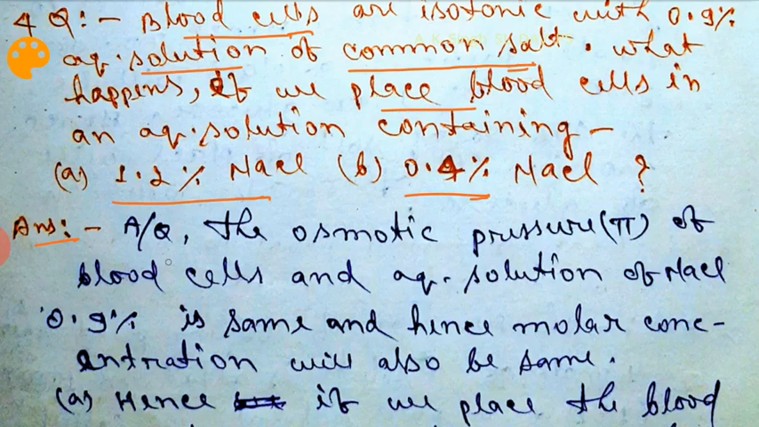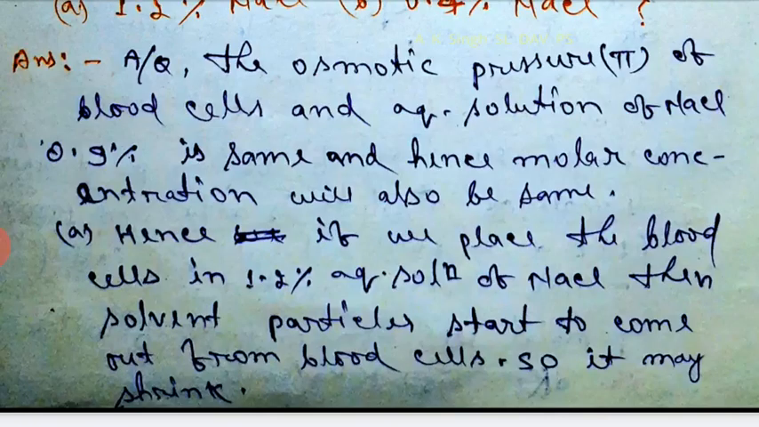According to the question, the osmotic pressure of blood cells and an aqueous solution of sodium chloride, that is 0.9%, is the same, and hence the molar concentration will also be the same. No doubt in it.